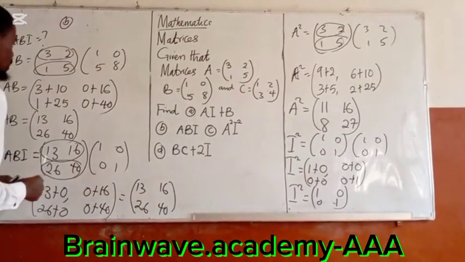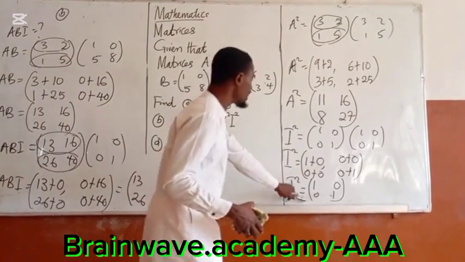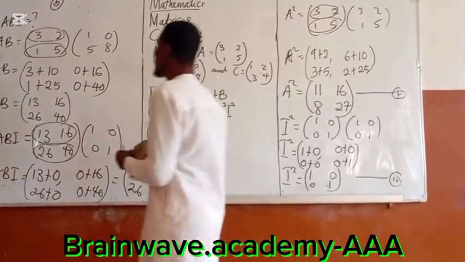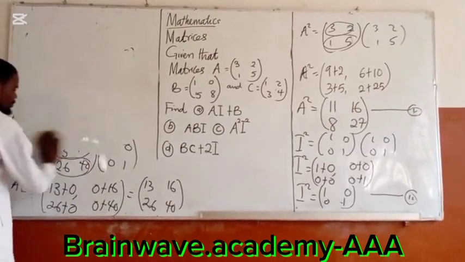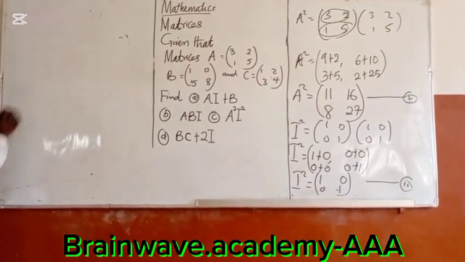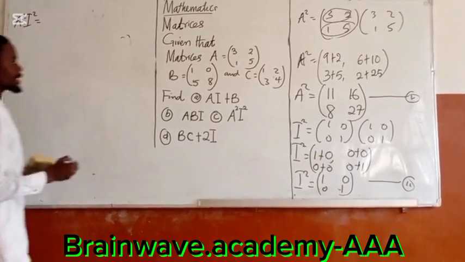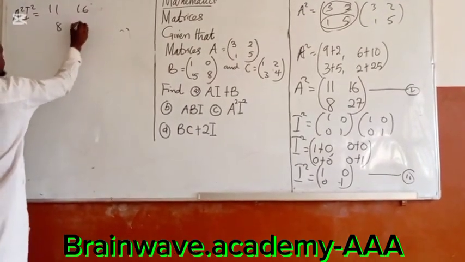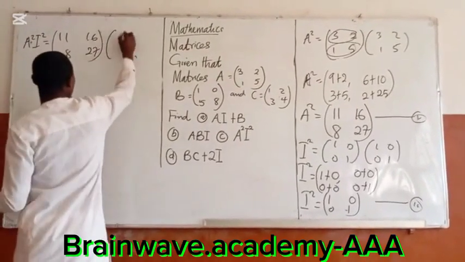But we need A squared, I squared, which means we are going to multiply this one and this. This is equation 1 and equation 2. We have to multiply the two. So we have A squared, I squared. What is A squared? A squared is 11, 16, 8, 27. Then I squared is 1, 0, 0, 1.